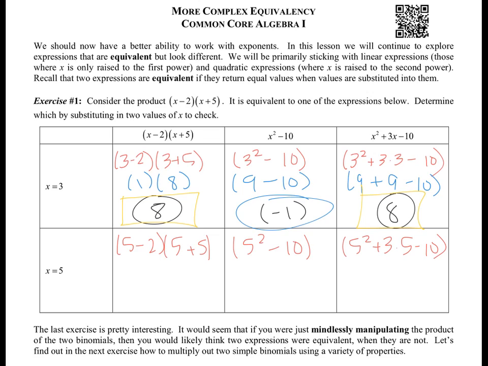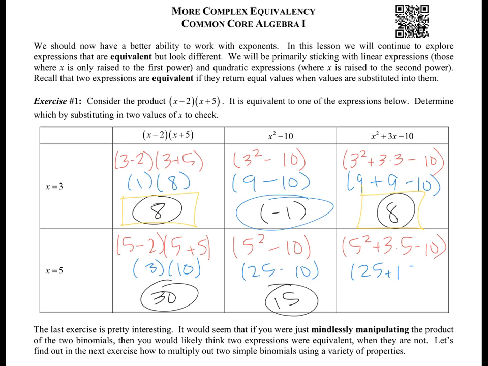All right. Now we're going to do order of operations. 5 minus 2 is 3. 5 plus 5 is 10. 3 times 10 is 30. 5 squared is 25. Minus 10 is 15. 5 squared is 25. Plus 15 is 40. Minus 10 gives you 30. So again, looking at that, we do have 30 for both of the same ones. So yes, those are equivalent expressions.